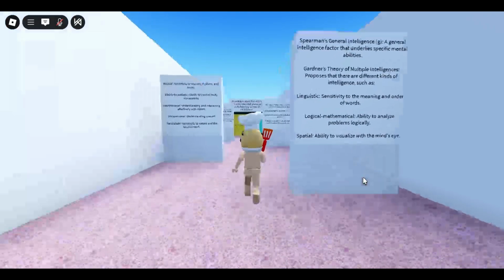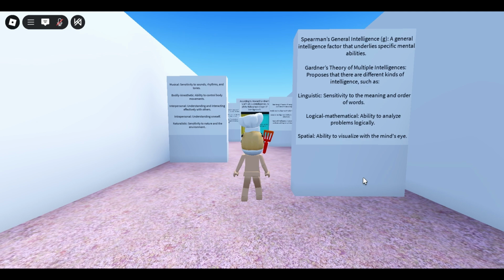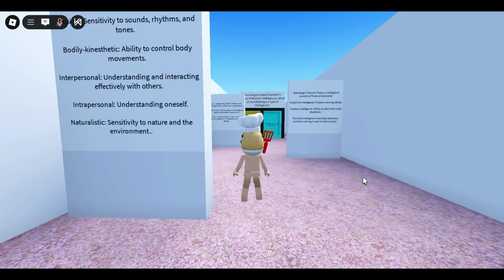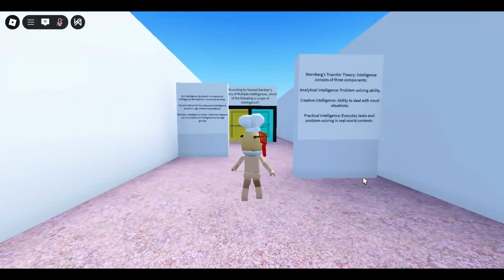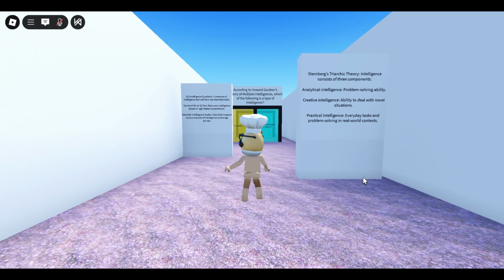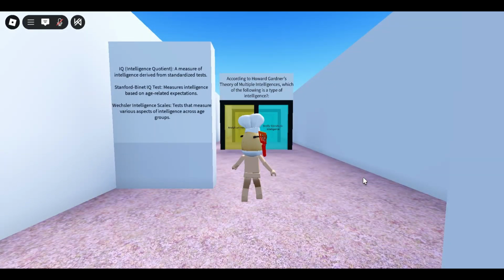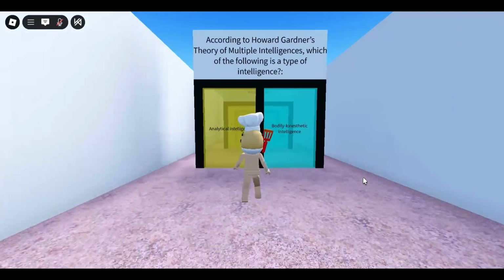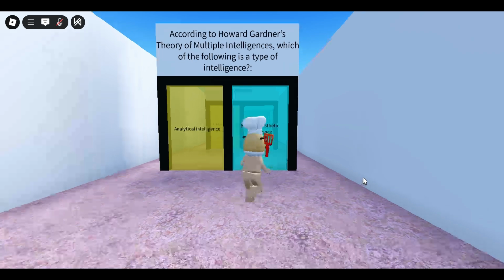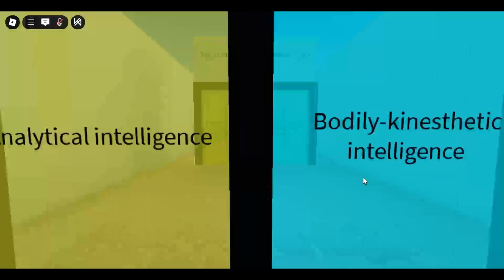intelligence, Spearman's general intelligence, Gardner's theory of multiple intelligences, the types of intelligences, different theories, such as Sternberg's triarchic theory, what IQ is, and according to Gardner's theory of multiple intelligences, bodily kinesthetic is a type of intelligence.